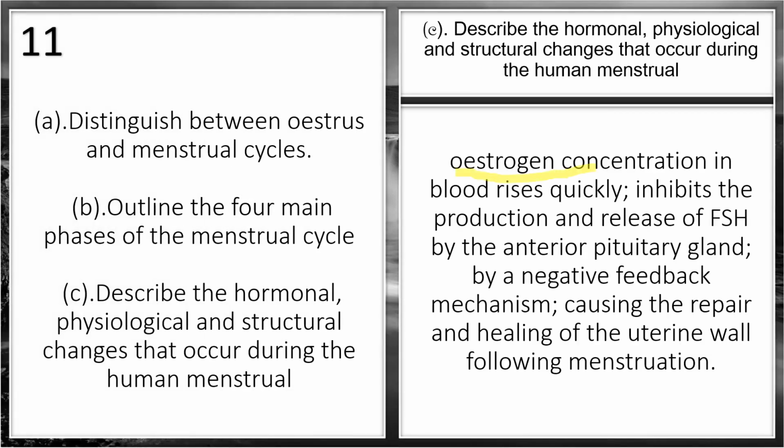Oestrogen concentration in the blood rises quickly and inhibits the production and release of follicle-stimulating hormone by the anterior pituitary gland by a negative feedback mechanism. It causes the repair and the healing of the uterine wall following menstruation.